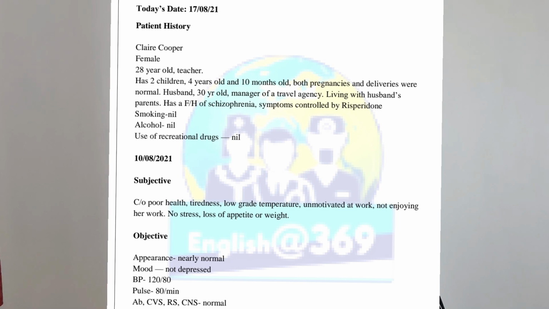So this is a patient called Claire Cooper. So patient history is given there. Claire Cooper, female, 28-year-old teacher. She has two children, 4-year-old and 10 months old. Both pregnancies and deliveries were normal.